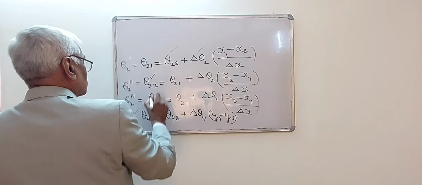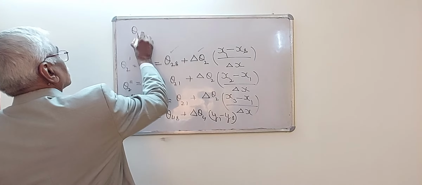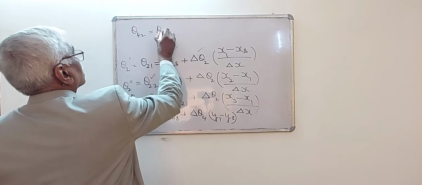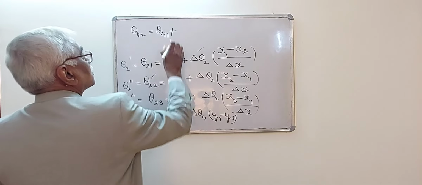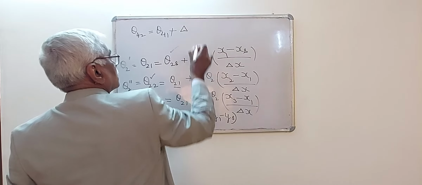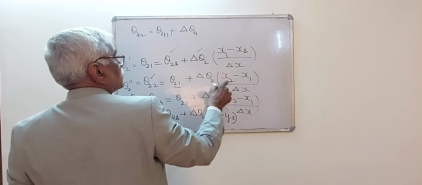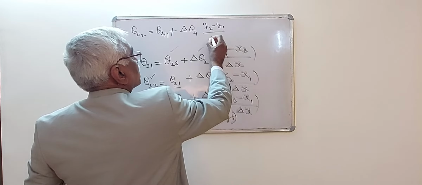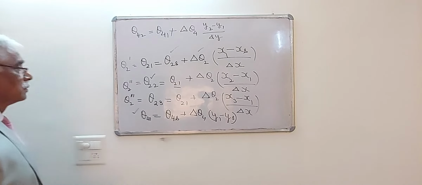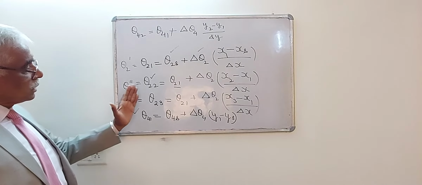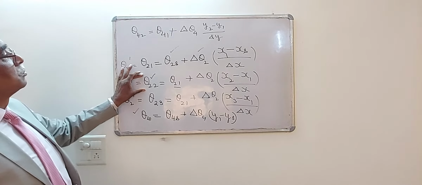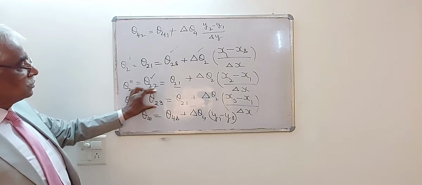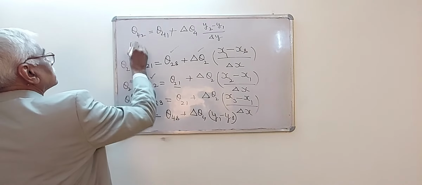Similarly, for this angle, the corresponding value of the output link is theta 4 2, which is equal to theta 4 1 plus delta theta 4 times y2 minus y1 divided by delta y. When the input crank rotates by this angle, the output crank rotates by this much angle. When the input crank rotates by this angle, the output crank rotates by this angle.